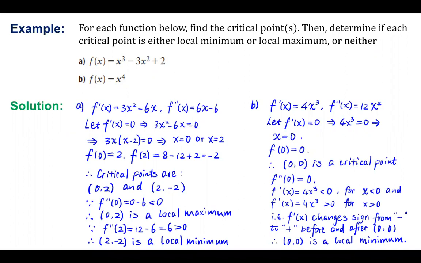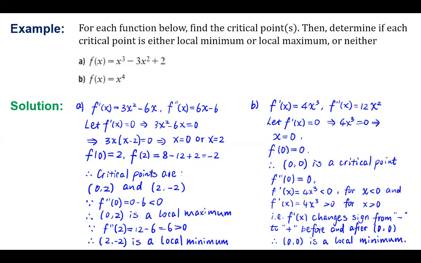Second question, question B. The first derivative f prime of x is 4x cubed, right? The second derivative is 12x squared. Then again, we can let the first derivative be 0. We solve in terms of x, which gives x equals 0. Then we find the value of this function at x equals 0, which gives f(0) equals 0. Therefore, we say (0, 0) is a critical point.